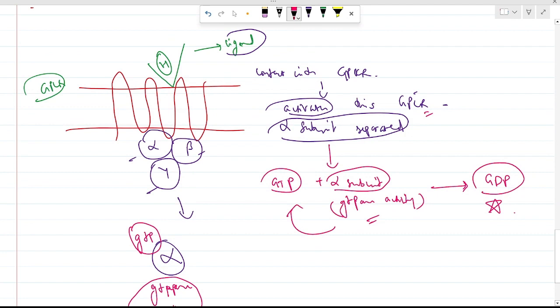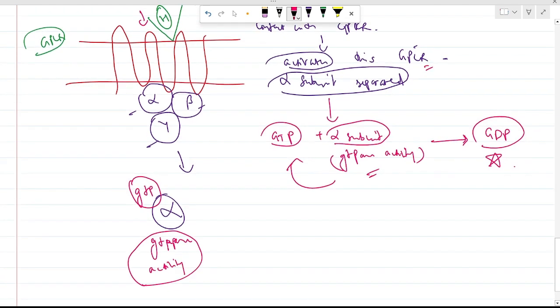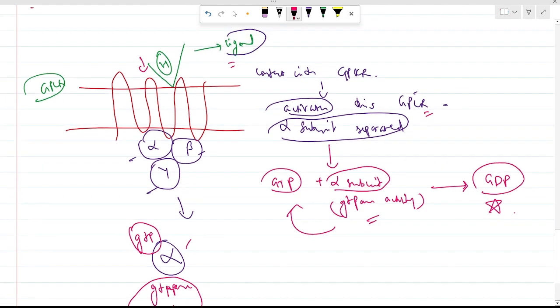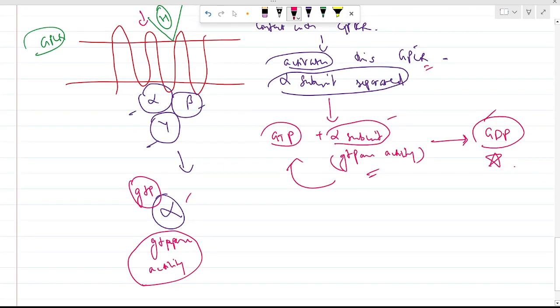So a simple explanation: this hormone, which is the ligand for this receptor, comes in contact. The 3 subunits alpha, beta and gamma. From this the alpha subunit, which has this intrinsic GTPase activity, gets detached. The GTP molecules then get attached to this alpha subunit, causing hydrolysis and formation of GDP.